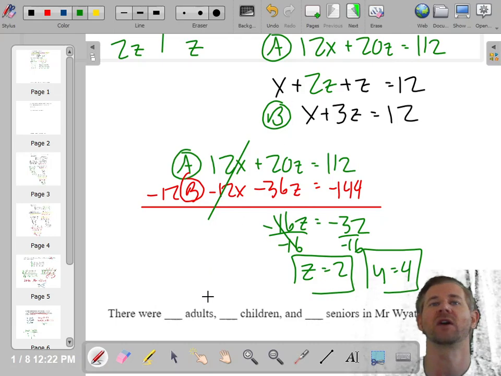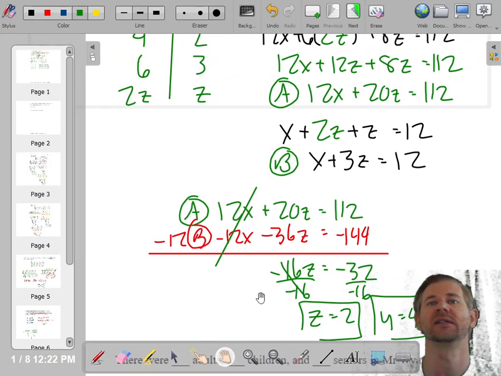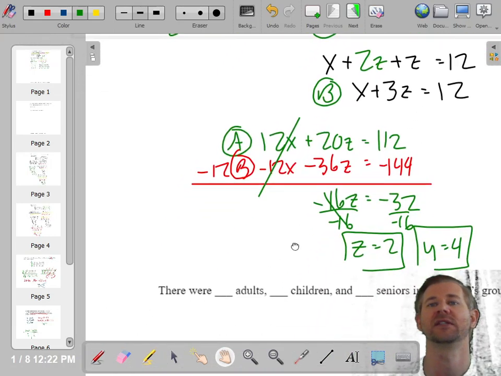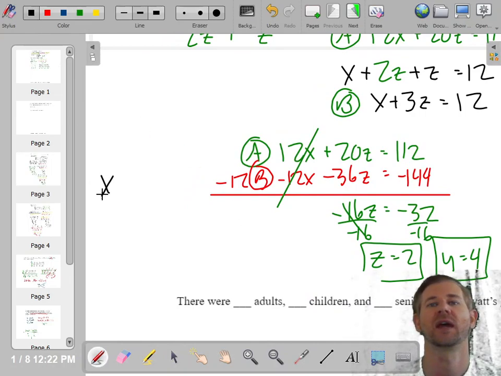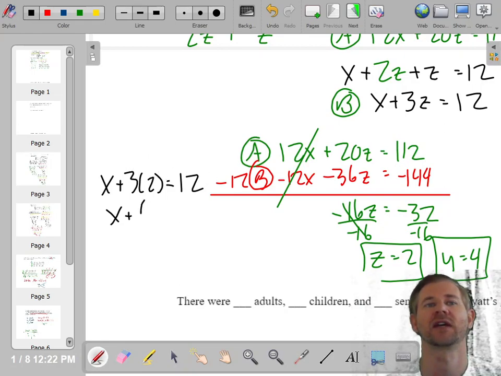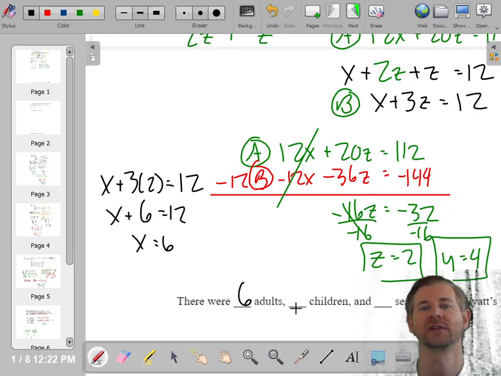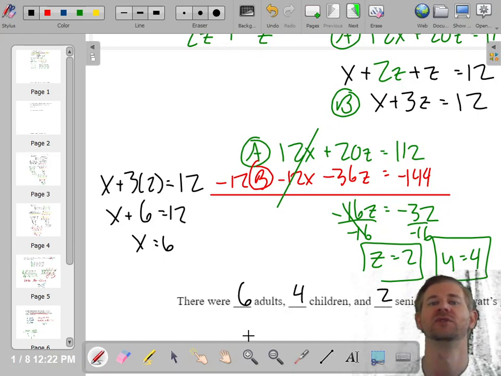To find the adults, I'll go back up to get x now. Let's see, which one can I use? x plus 3z equals 12. So x plus 3 times 2 is 12. I was writing 6, I think. x plus 3z equals 12. x plus 6 equals 12. Yeah, x equals 6. So 6 adults, 4 children, 2 seniors.